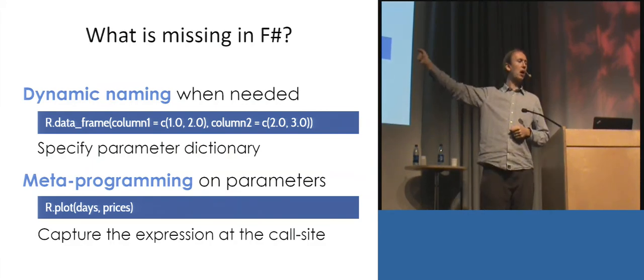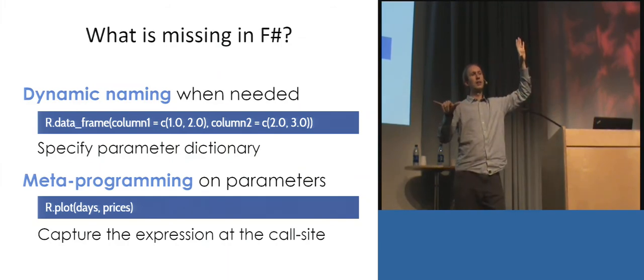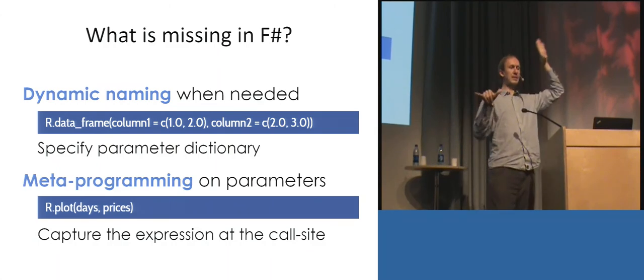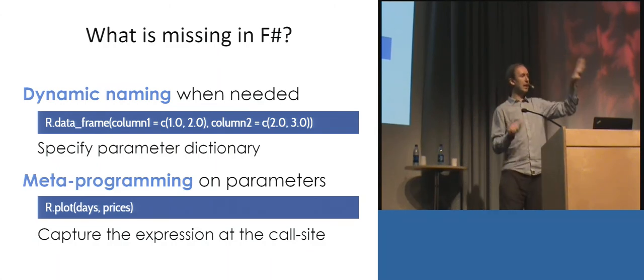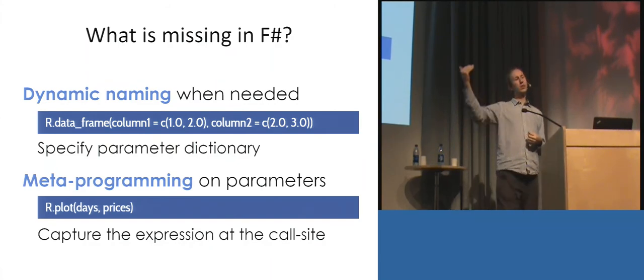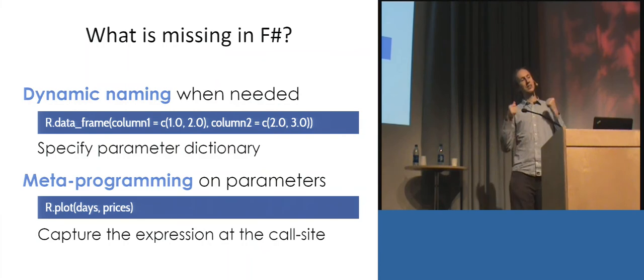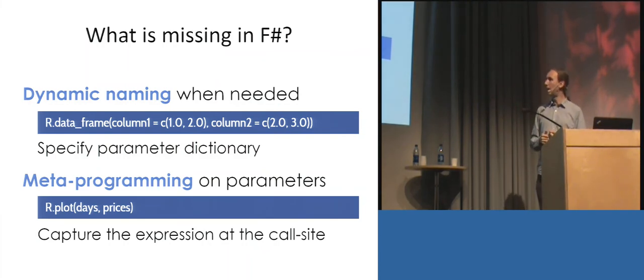The other interesting thing about R is that if you say plot days prices, it will give you a chart where the labels are annotated with the text days and prices, even though days and prices are just variables. So in R, you have more power in looking at the expressions, and that's another thing that we would really find useful to have in F#, have some way of actually looking at the expression. And the F# language is actually open source. They're accepting pull requests, and one of the things we are working on is adding these two things to the F# language to make it better for this application.